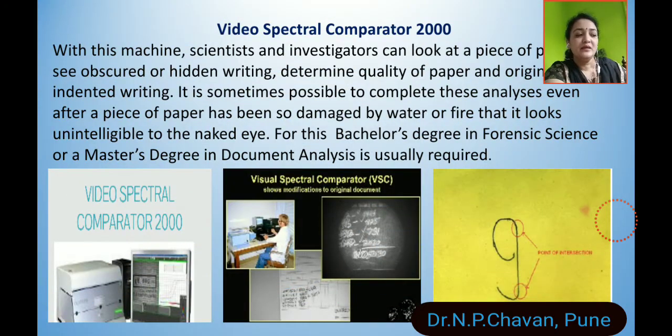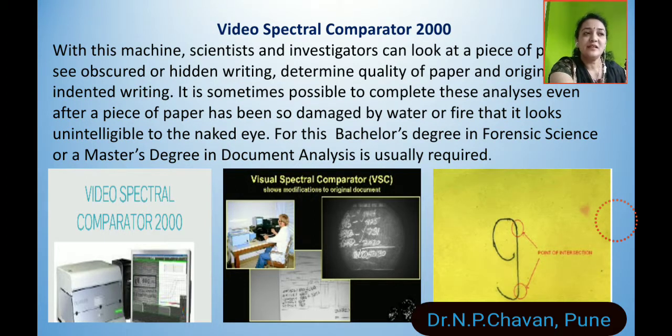Then the next technique is the video spectral comparator 2000. This is a machine which is commonly used in cases of writing material, to identify whether it is overwritten, or something was written and erased and then written again. That can be identified with this technique. Even if some material is written and by mistake it gets watered or destroyed by burning or by any means, that can be identified with this technique. So with this there is a machine, and by this machine it can be identified.